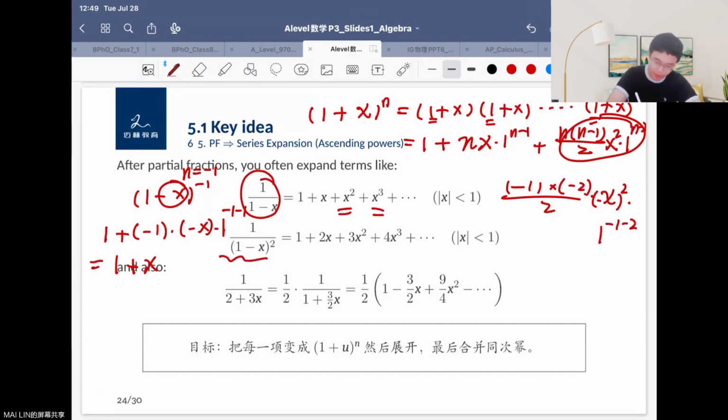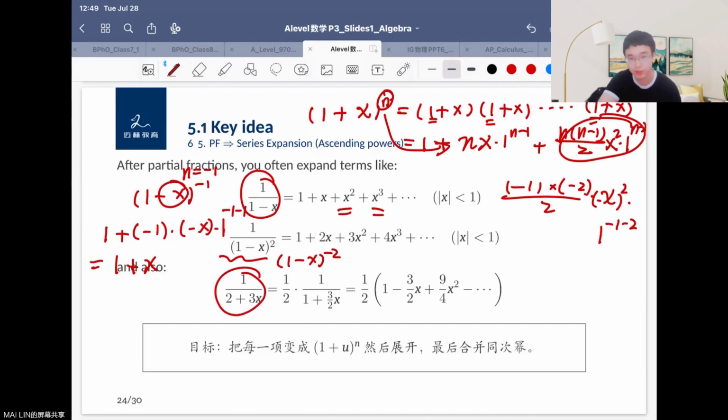Also, for this equation, we can consider it as (1 minus x) to the power of negative 2. So here, just choose n equals negative 2, put it into this equation, and then you can simplify it. So what about 1 over (2 plus 3x)? We can first write it down as a half times 1 over (1 plus 3 over 2 x). So it can be written as a half times (1 plus 3 over 2 x) to the power of negative 1, right? And then you can expand it.